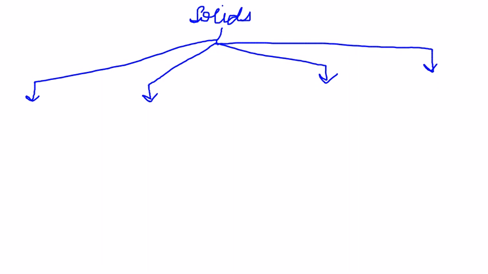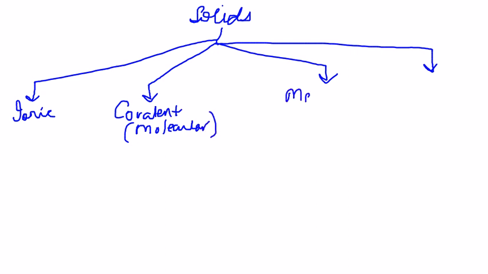Like I said, there are 4 kinds of solids. We have the ionic solids, we have the covalent solids. Sometimes these are also referred to as molecular solids. We have the metallic solids, and we have what are called covalent network solids.